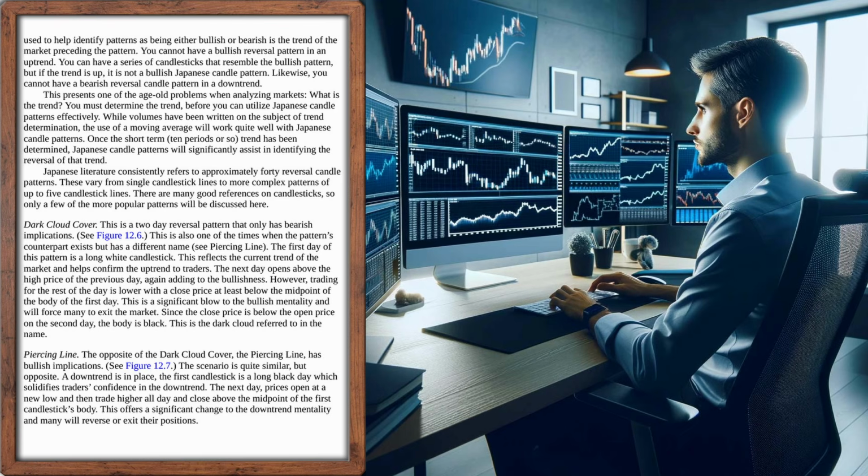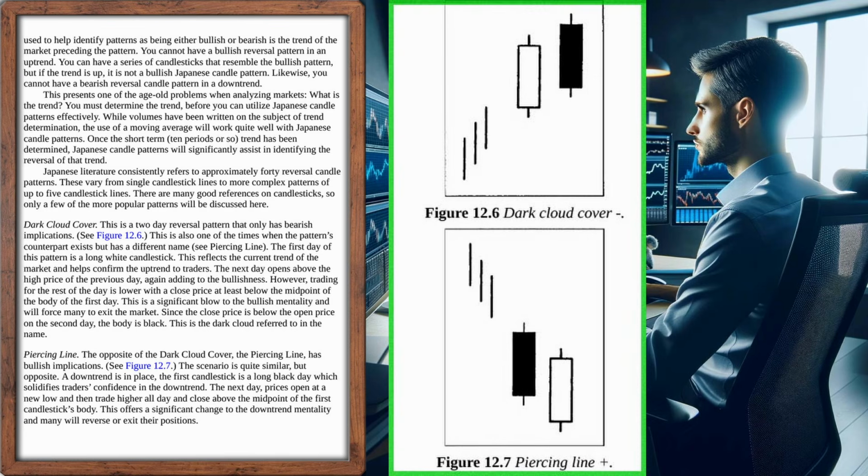reversal of that trend. Japanese literature consistently refers to approximately 40 reversal candle patterns. These vary from single candlestick lines to more complex patterns of up to 5 candlestick lines. There are many good references on candlesticks, so only a few of the more popular patterns will be discussed here. Dark cloud cover. This is a 2-day reversal pattern that only has bearish implications. See Figure 12.6.